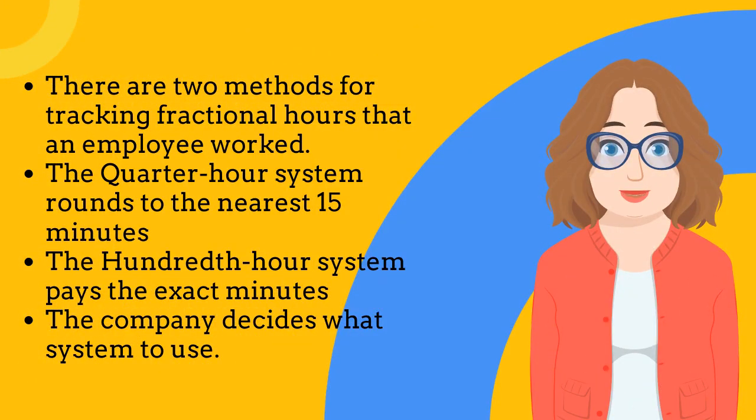Let's summarize. There are two methods for tracking fractional hours that an employee worked. The quarter-hour system rounds to the nearest 15 minutes. The 100th hour system pays the exact minutes.